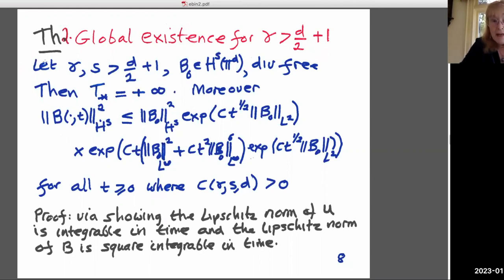For all gamma and s greater than d over 2 plus 1 and initial conditions divergence free in H^s, our time T star goes to infinity. And we have a bound on the H^s norm of B, the following bound in terms of a term that will be involving our exponential behavior in powers of t to the half. And the proof of this follows via showing that the Lipschitz norm of U is integrable in time, and the Lipschitz norm of the magnetic field B is square integrable in time.